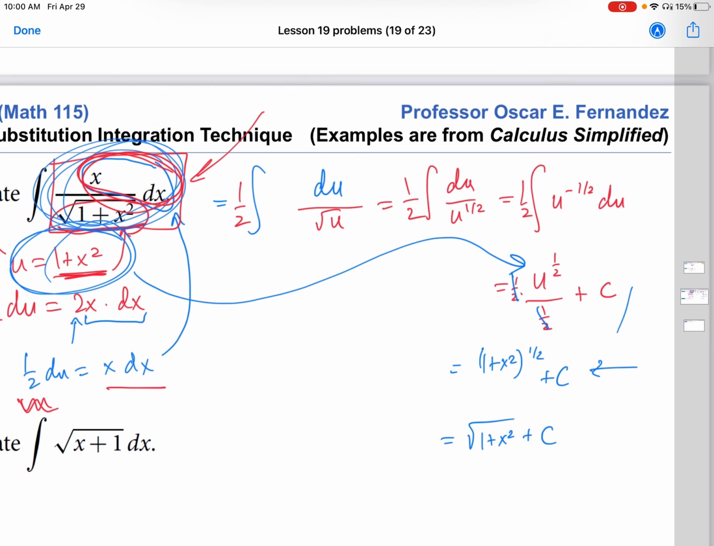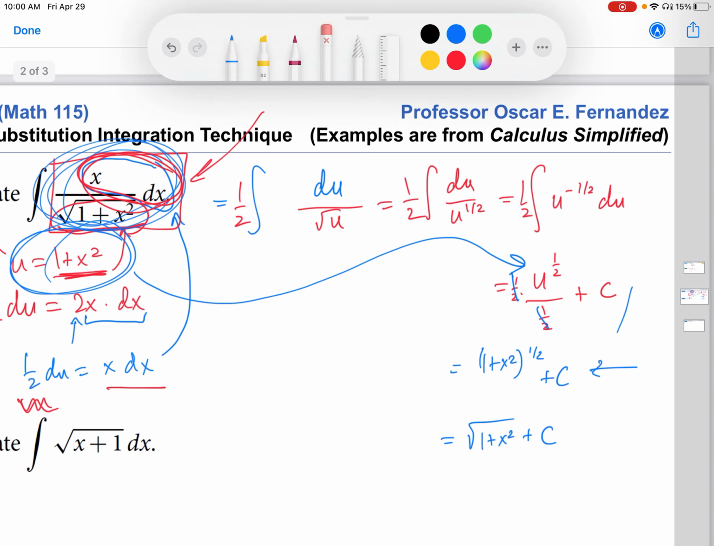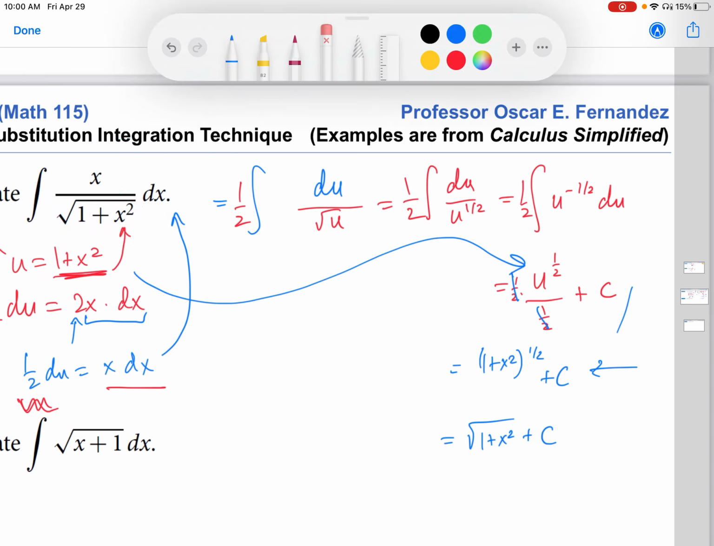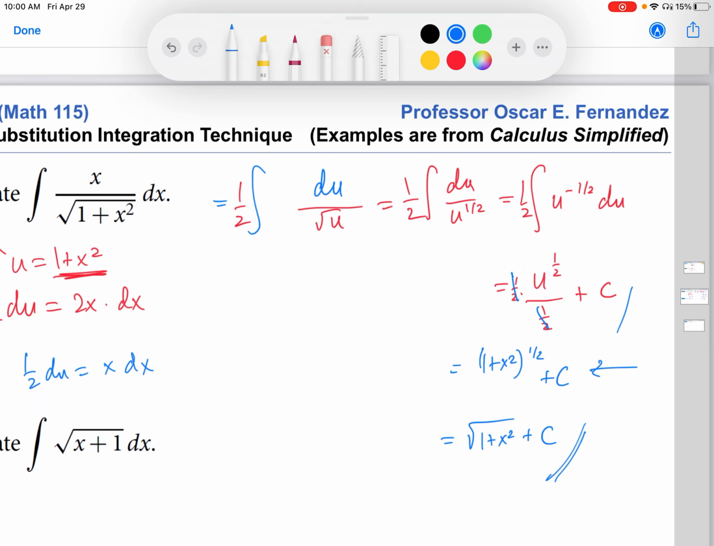So square root of 1 plus x squared plus c. Great opportunity to mention what I was going to mention anyhow, which is in every integration problem, at the end of the problem, when you think you've gotten an answer, like we have over here, it is always a good idea to check your work.